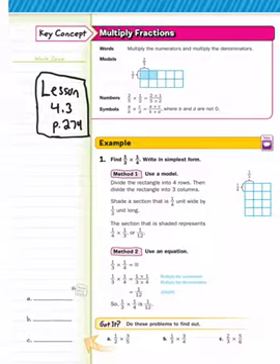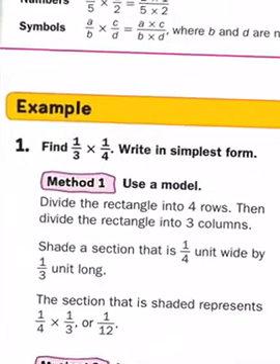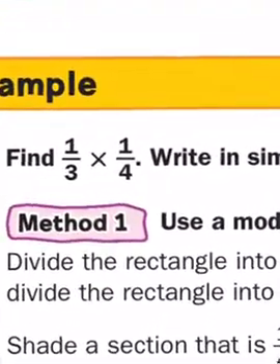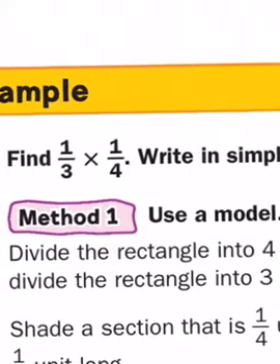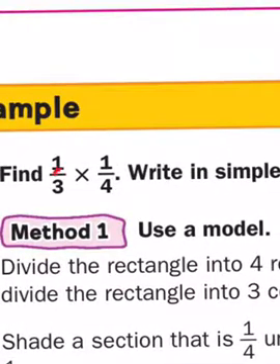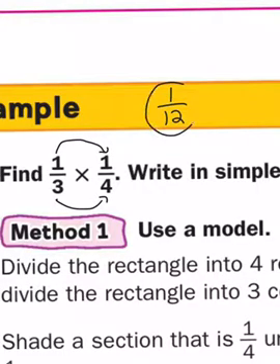Now, in example 1, we just have a very simple example, and it says find 1/3 times 1/4, and in this one, there's just no bow tie reducing. So just to remind you what you do when you multiply fractions is you're going to multiply your numerator times your numerator, and your denominator times your denominator, and always make sure your answer is in simplest form. So when I do 1 times 1, I get 1. 3 times 4, I get 12. 1/12 is in simplest form.